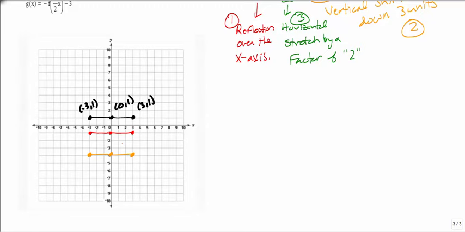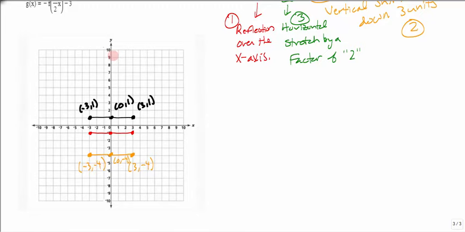Now the last one is to stretch everything by a factor of 2 in the horizontal direction. So let's look at what we have here. This is the ordered pair 3, -4. This is the ordered pair 0, -4. And this is the ordered pair -3, -4.